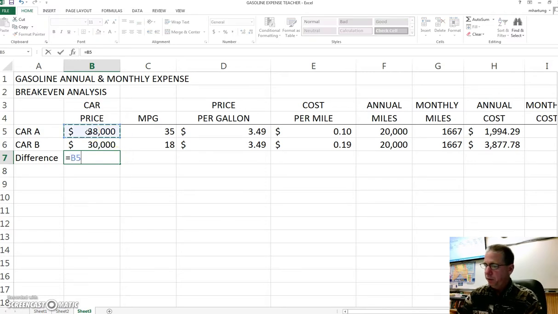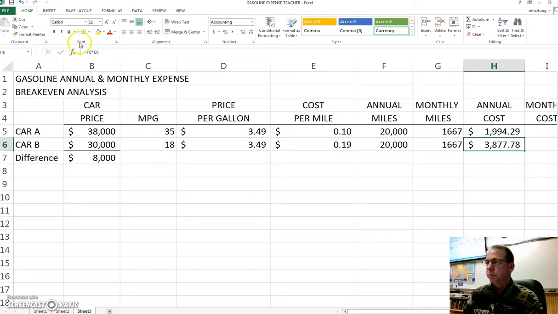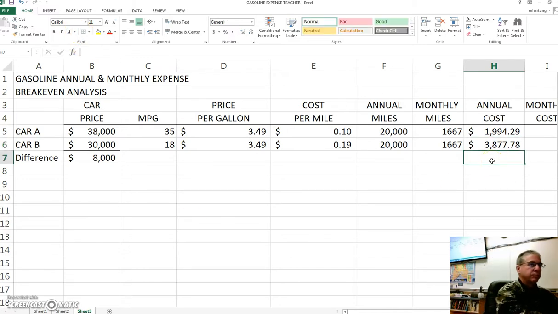Price of A minus price of B. The only other difference we really need to do this break-even analysis by year is this one right here. I'm going to put a border under this one here. Sorry, I got two computers going here.